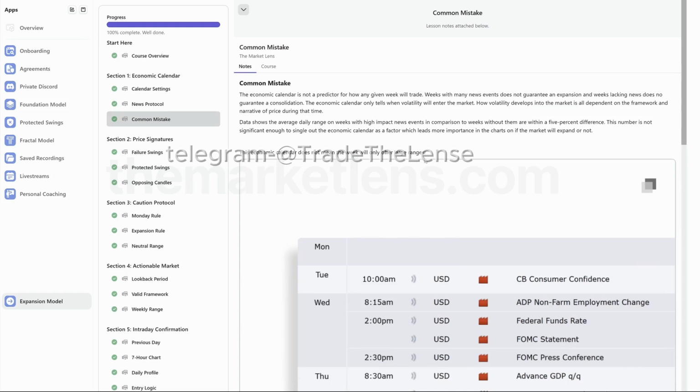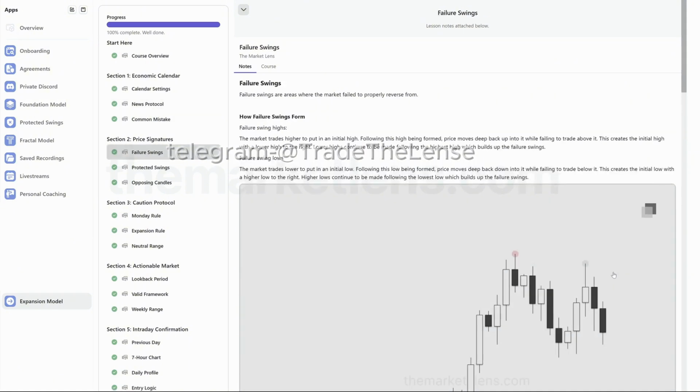But I assume most people are pretty on track with this, and there's nothing too crazy there. The only difference was the news protocol, but you saw the numbers as well. So moving on to price signatures, this is what I was saying. I don't know if it picked up or not, but I'll say it again.